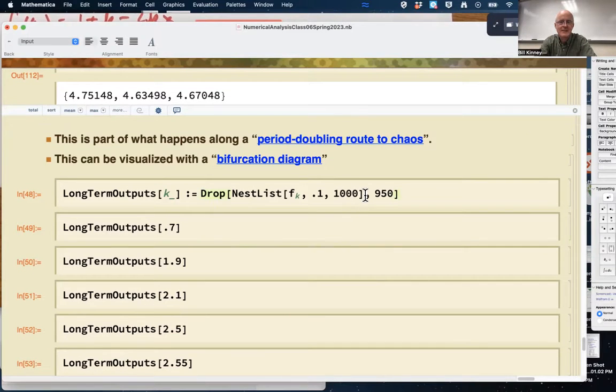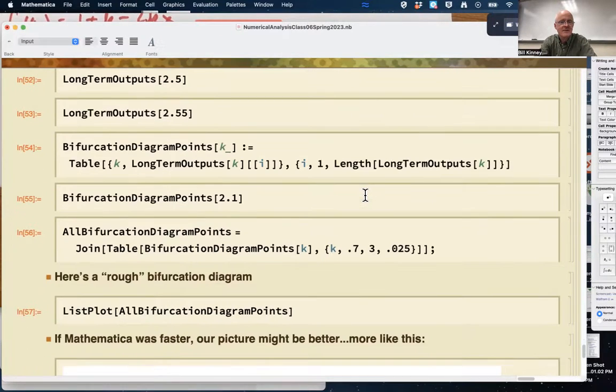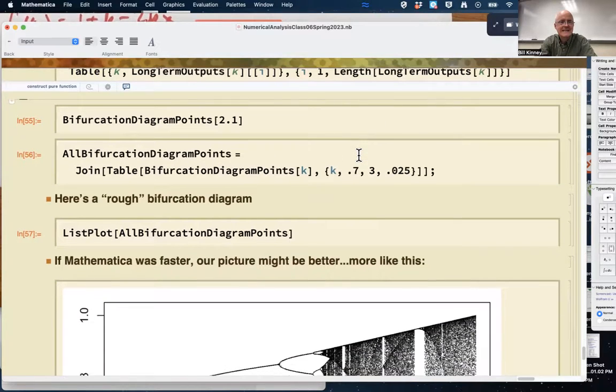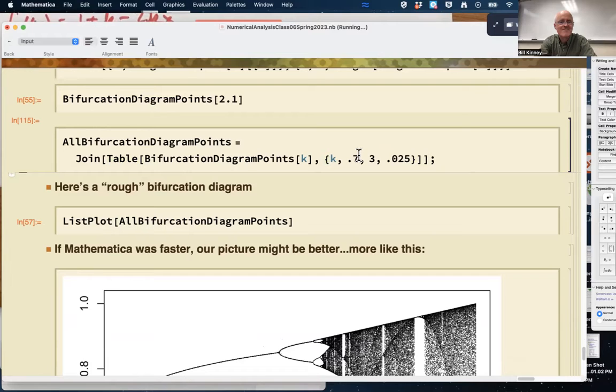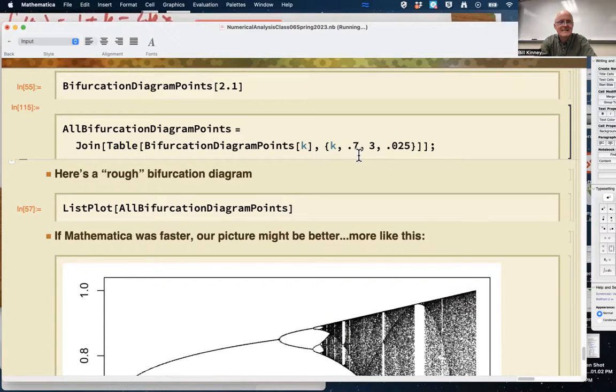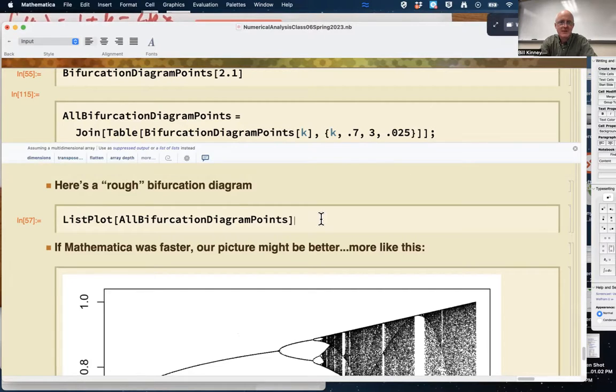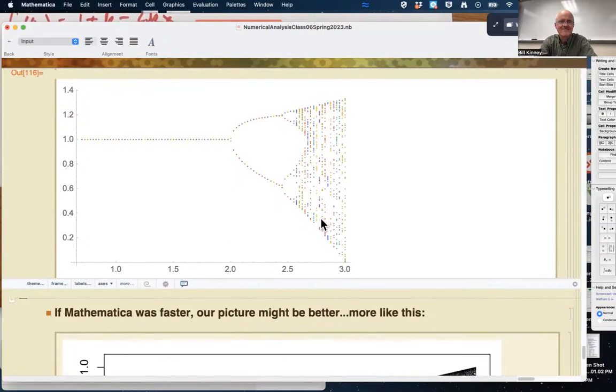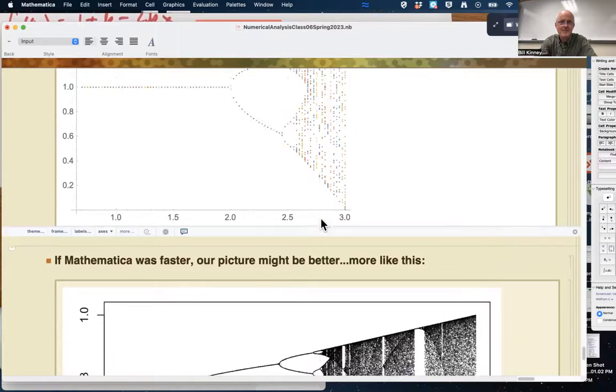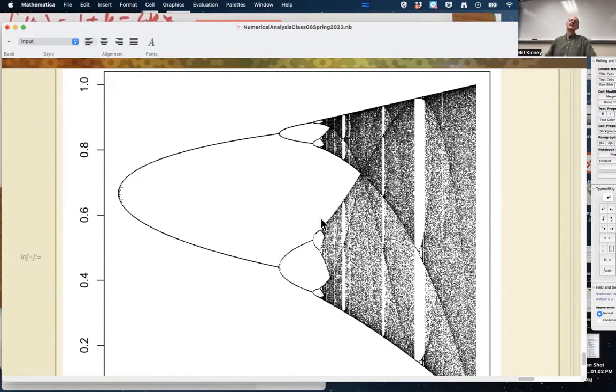I tried getting Mathematica to make a bifurcation diagram, a full bifurcation diagram of this. It's computationally intensive. Here's the picture I got. A better diagram, made with probably a better program for doing this kind of thing, looks like this.